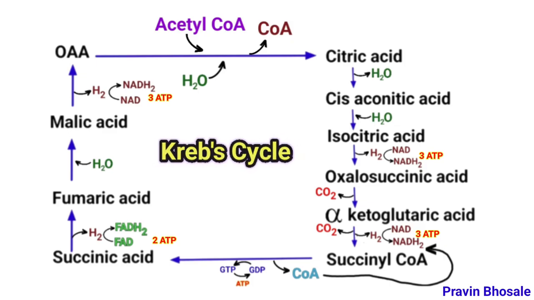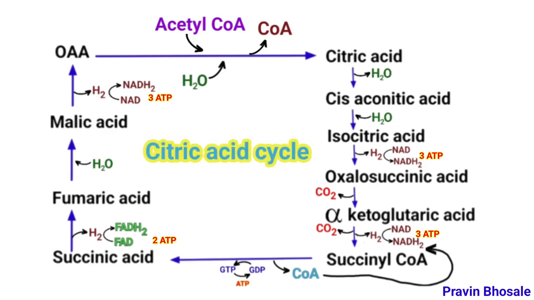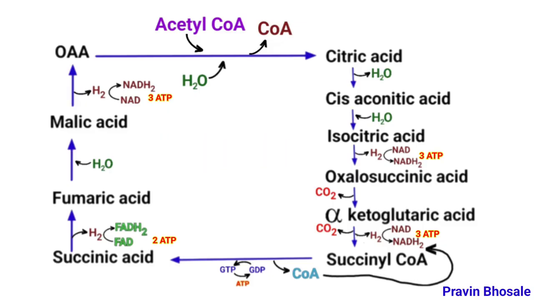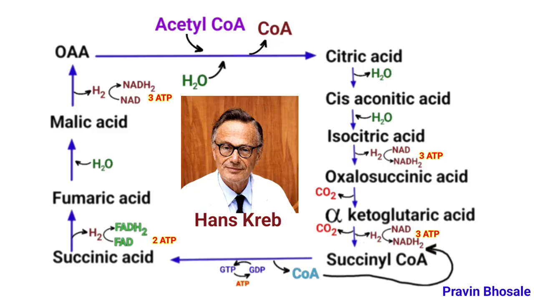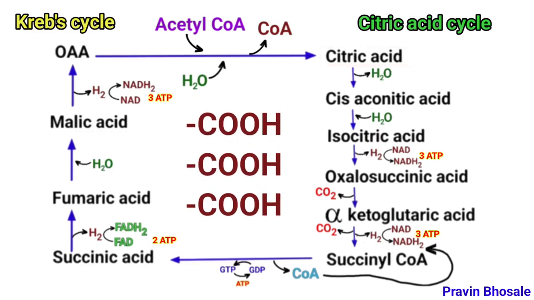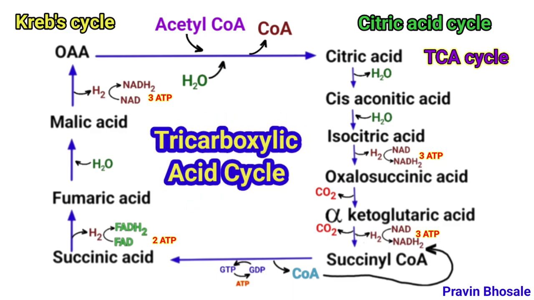Kreb cycle, also called the citric acid cycle, also called the TCA cycle. Since it was discovered by Hans Kreb, it is called the Kreb cycle. The first stable compound formed here is citric acid, and that's why it is also called the citric acid cycle. The compound consists of 3 carboxyl groups, and that's why it is also called the TCA cycle, that is tricarboxylic acid cycle.